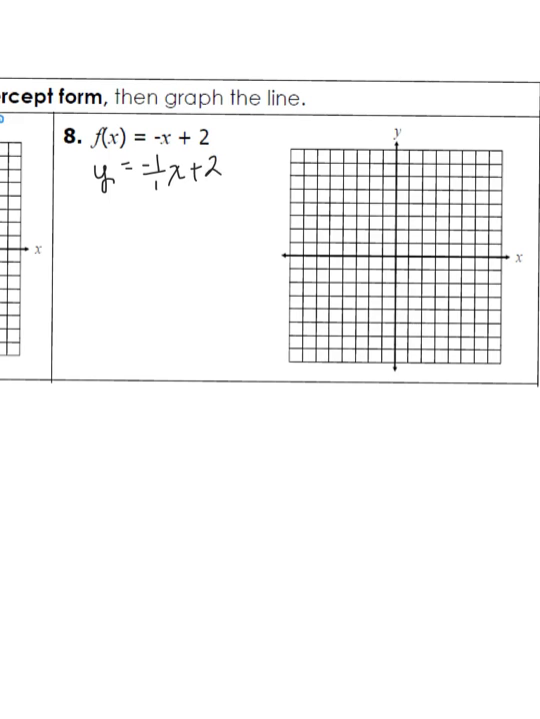So the first thing I need is my y-intercept. My y-intercept is the constant 2. So I'm going to start at the y-axis on 2. Then the second step is my slope. My slope is equal to negative 1 over 1. A rise of negative 1 means I'm going to go down 1, and a run of positive 1 means I'm going to go to the right 1.